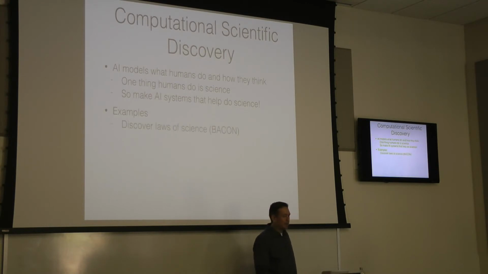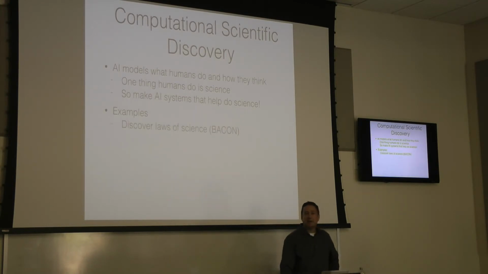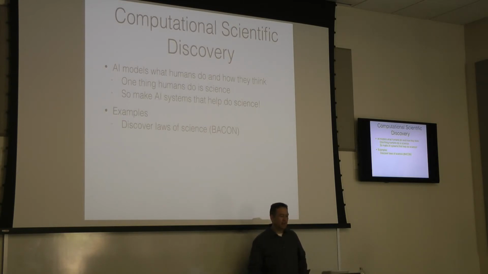Some examples from this literature: Bacon, a famous early AI system that discovered the laws of science. You gave it a bunch of celestial data, and it by itself came up with Kepler's laws, and similarly for the ideal gas law, I think. Pat Langley was the big name in that.